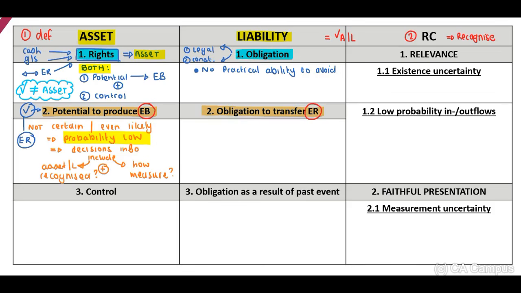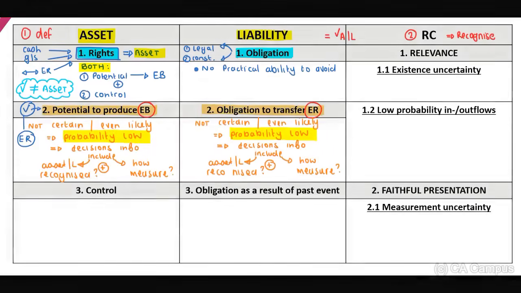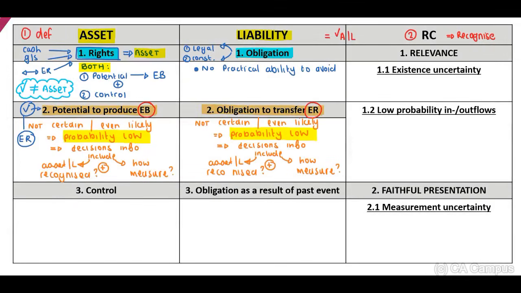This obligation does not have to be certain, not even likely. The probability can be lower. Right? Therefore, we now know, not as per the asset, that there can be an obligation if there is a low probability of transferring the economic resources.